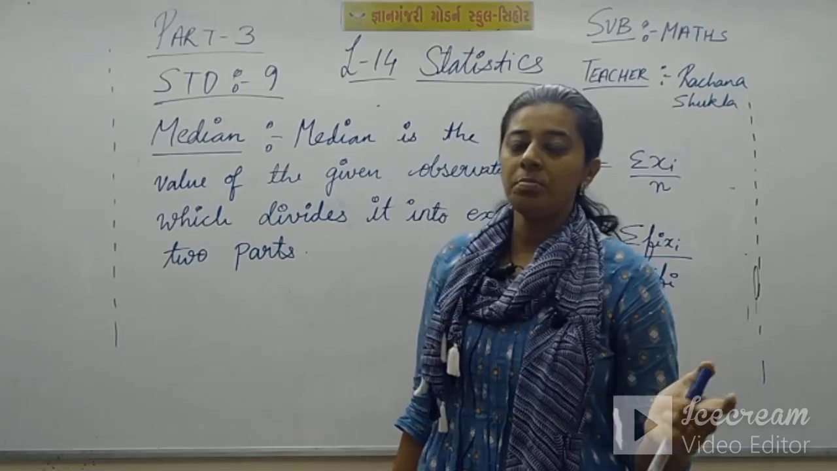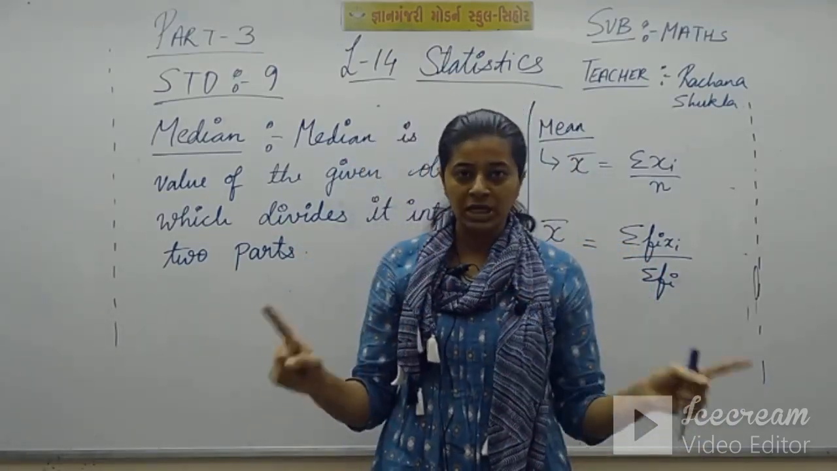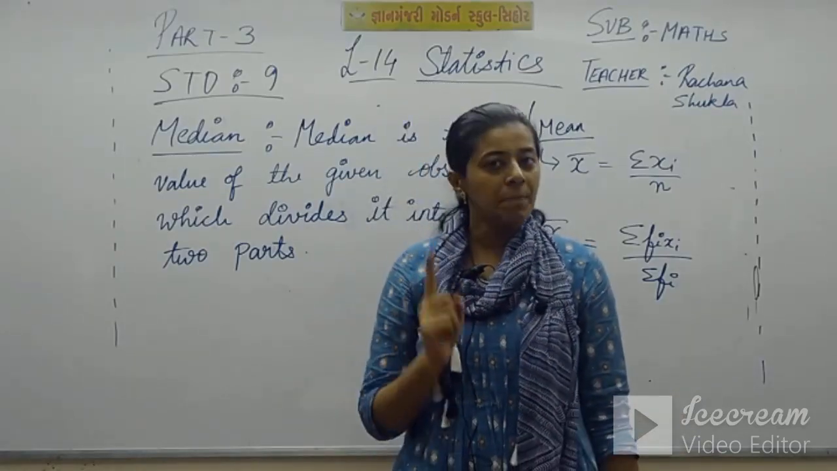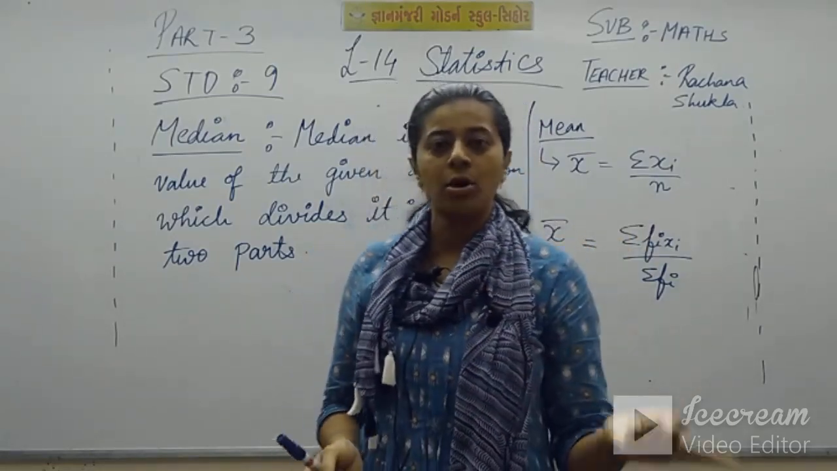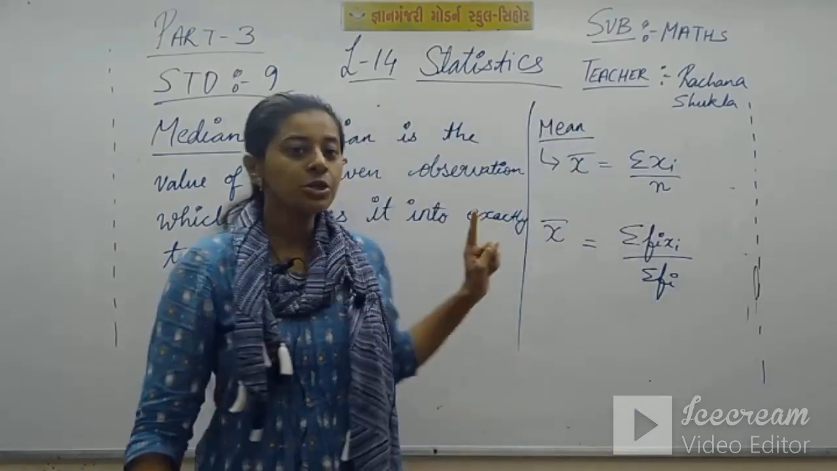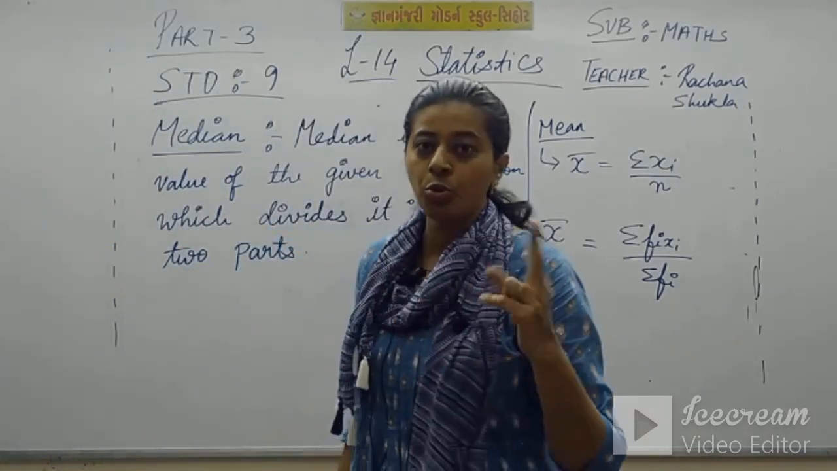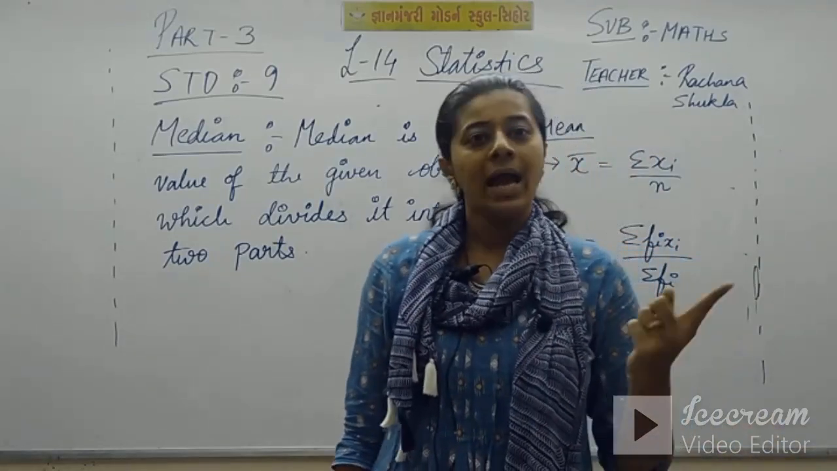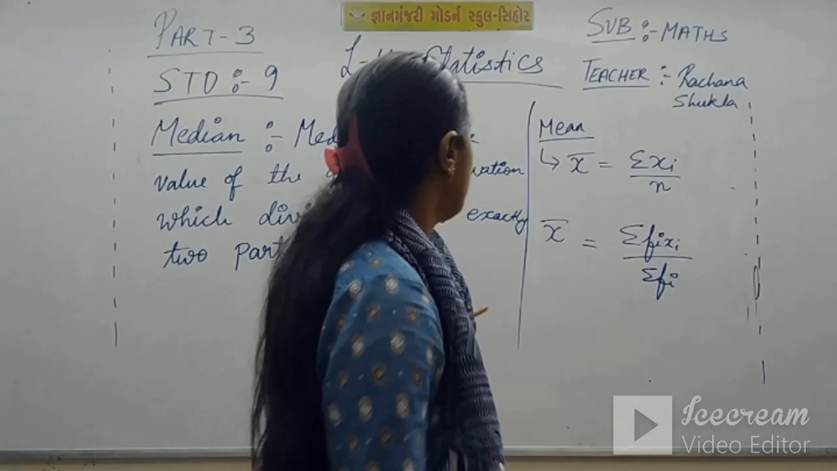Now, for finding out the median of the data, the first and basic thing is that you have to arrange your data in ascending order or descending order. I repeat once again, you have to arrange your data in either ascending order or descending order. First of all, I will show you the formula of finding the median. Now there are two formulas for finding median. One is for odd number and the other is for even number. Let's have a look at the formula.